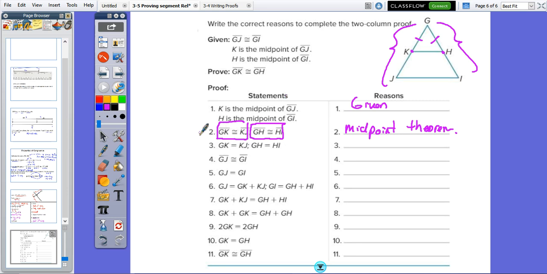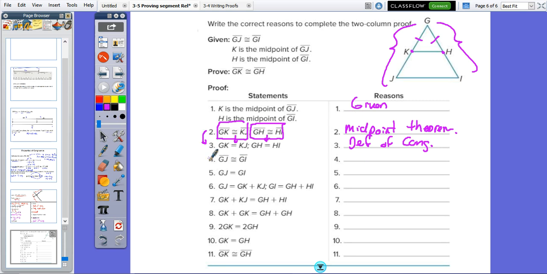So now though, they went from here to here. Now it's not definition of midpoint. I know it says it's equal, but all they did is just switch out the congruent to equal. Remember, that's our definition of congruence. Congruence right there.